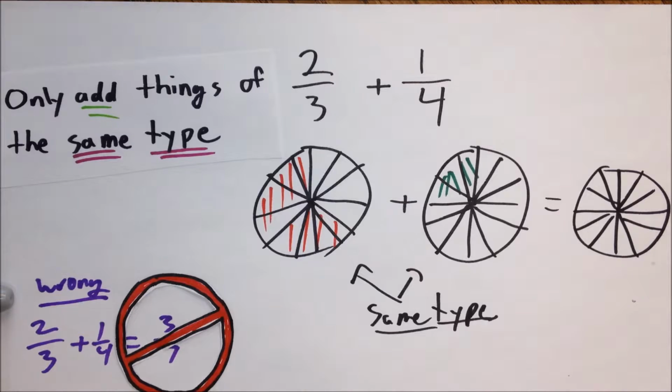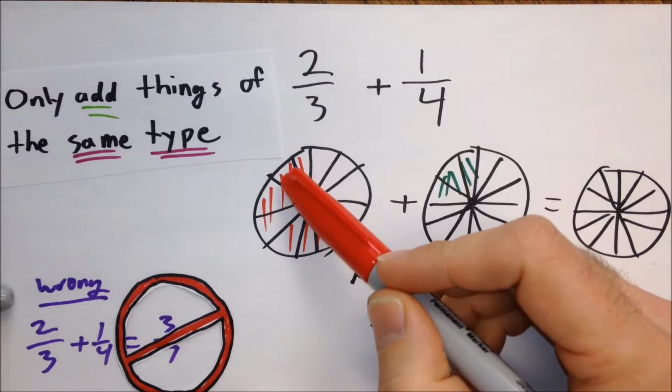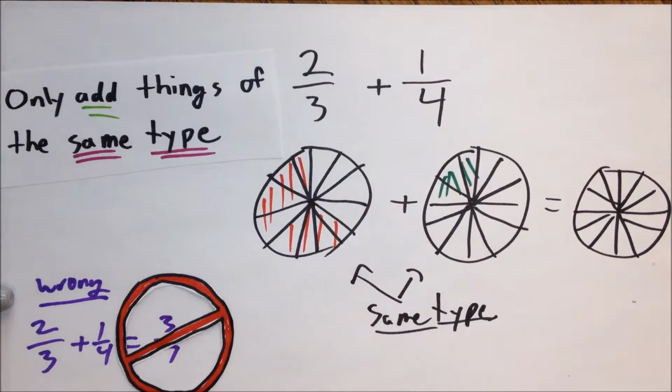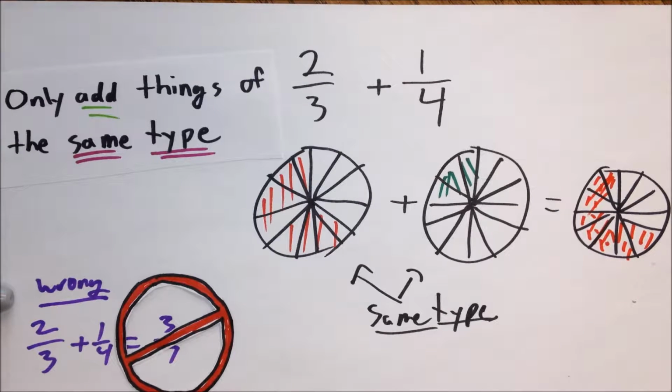And so now when I put them together, I can say how many of these types do I have in the first image? I have 1, 2, 3, 4, 5, 6, 7, 8. So I'll mark off 8 of these. And so I got all of those for my red images.